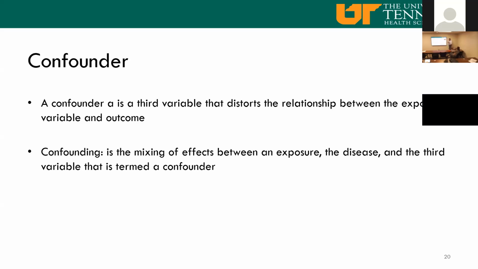So the next one is confounder. We say bias is a systematic error that's introduced during study participant selection or during data collection. But a confounder is a variable that naturally occurs. It's a variable that distorts the relationship between the exposure and the outcome.